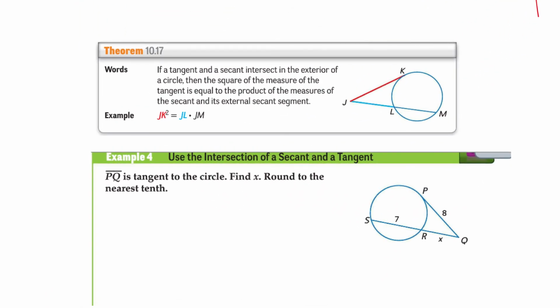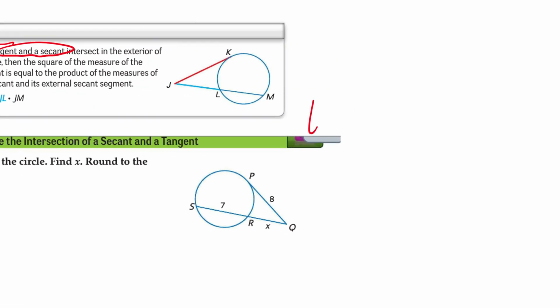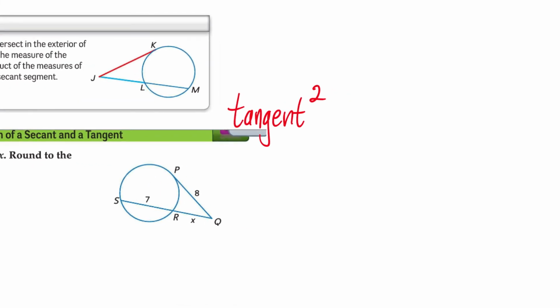So this is the third thing to consider here, is whenever you have a tangent and a secant. Okay, when you have a tangent and a secant. And you can see what they say, JK squared equals JL times JM. So I like to think about it like this. If you take the tangent piece squared, that's going to equal, on the secant piece, the whole times the outside. Yep. So it's the tangent piece squared equals the whole times the outside.